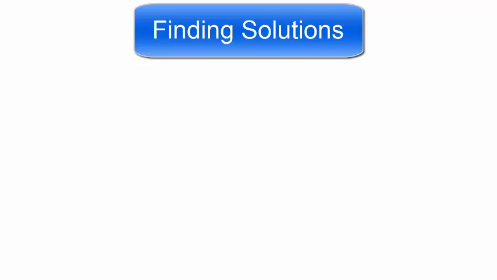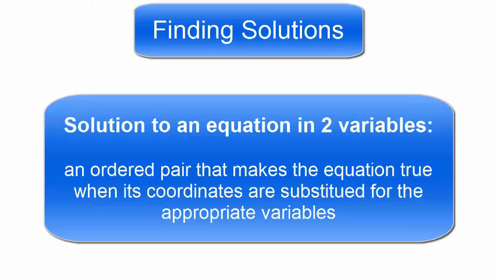So what is a solution to an equation in two variables? A solution to an equation in two variables is an ordered pair that makes the equation true. And usually we assume that the first coordinate is getting substituted for the variable x, and the second coordinate is getting substituted for the variable y, but there are situations where that's not the case. So let's look at a couple examples.